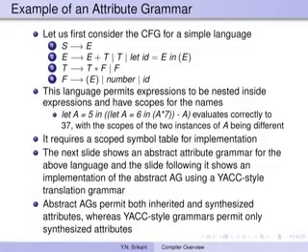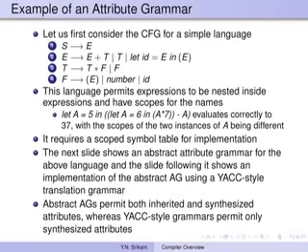Here is an example of an attribute grammar. To begin with, we have a context free grammar. So, S going to E going to E plus T, or T, or it is a let expression. So, let ID equal to expression in expression, etc., etc. And then we have a non-terminal T going to T star F or F, and finally, F goes to parenthesis expression parenthesis or number or ID.